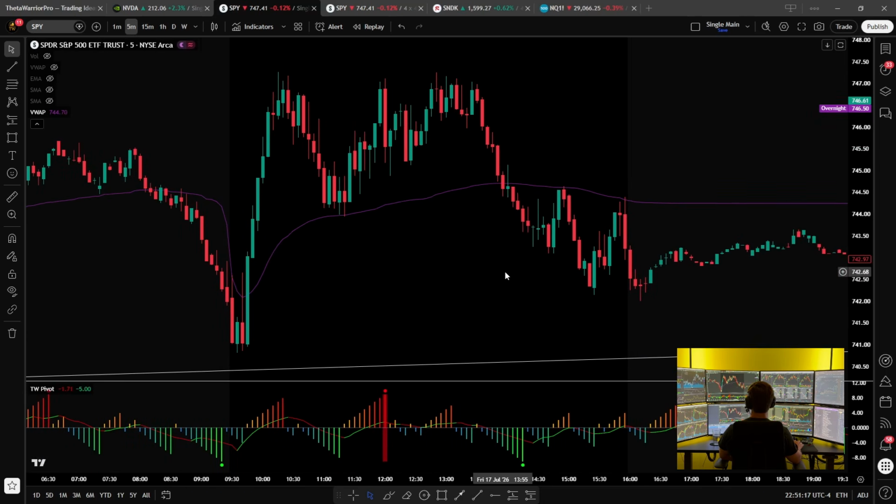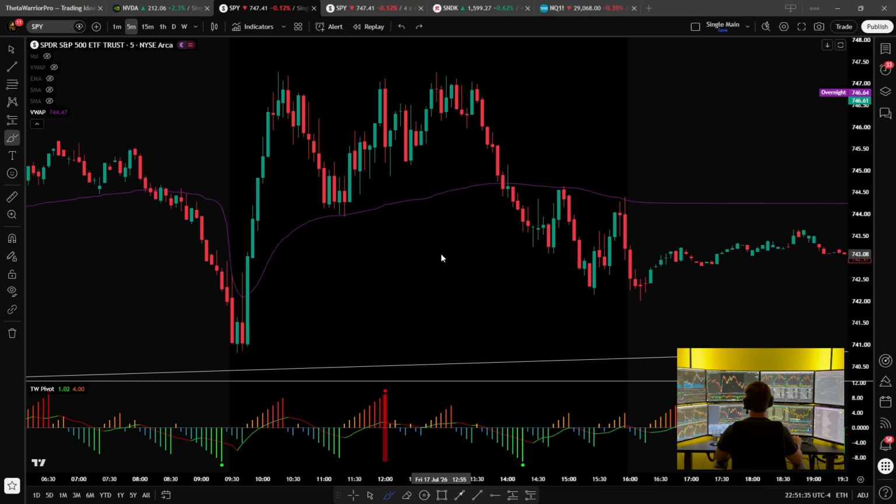Oh wow, look at that. Come on. To the penny long. To the penny short. To the penny short. Just absolutely beautiful. So yeah, I'm a big fan of VWAP.